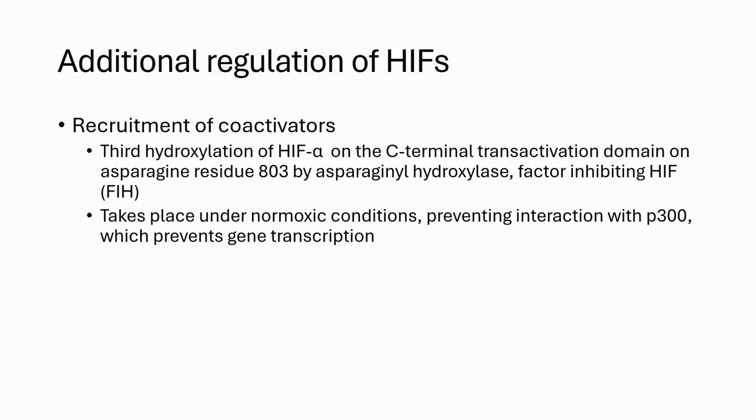Additional regulation of HIFs: we can have recruitment of co-activators. There is a third hydroxylation event of HIF alpha subunits on the C-terminal transactivation domain on the asparagine residue 803 by asparaginyl hydroxylase, also known as the factor inhibiting HIF, the FIH. This takes place under normoxic conditions, preventing interaction with P300, which prevents gene transcription.